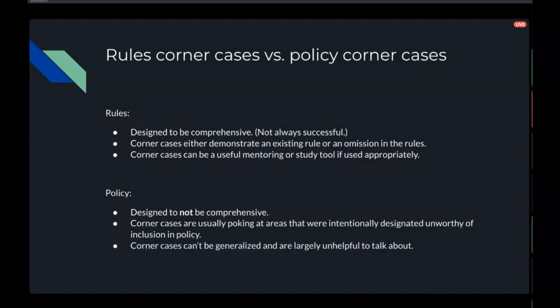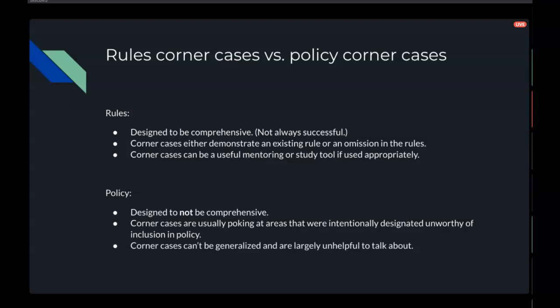So when talking about corner cases, we need to consider the game's rules, the comprehensive rules, versus policy, because they work differently. If you just listened to Eliana's presentation in the last slot, you will know some of the differences, but we can go over them again. So the rules, the game's rules, are designed to be comprehensive. They may not always be successful. Sometimes they'll miss a small thing, but in general, their goal is to cover every possible situation. So a corner case either demonstrates an existing rule or it demonstrates an error in those rules, something that's missing. And corner cases can be a useful mentoring or study tool if they're used appropriately, because you can generalize what they're teaching you to other situations.